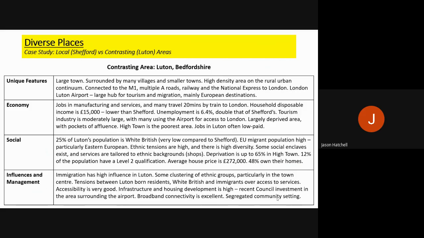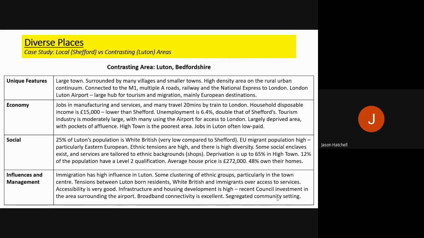Luton's economy mainly sees jobs in manufacturing and services, and many travel 20 minutes by train also to London for financial sector jobs. Household disposable income is around £15,000, which is lower than that of Shefford. Unemployment is around 6.4%, which is higher than the national average and higher than Shefford's at double the rate.